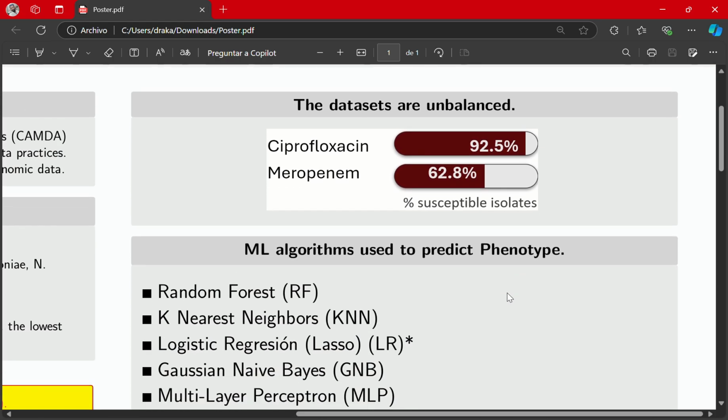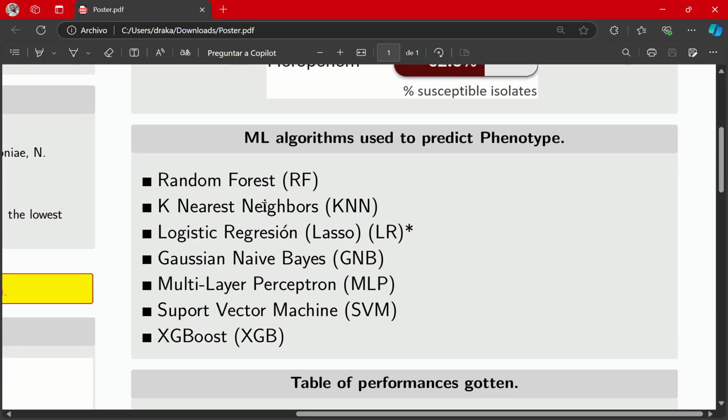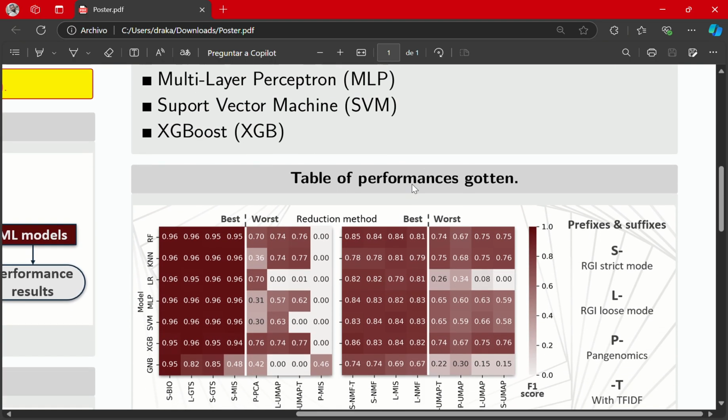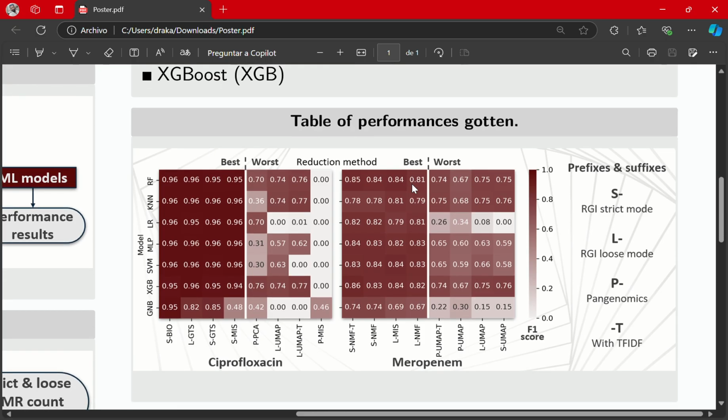With this dataset, we trained several machine learning methods to predict the phenotype. For example, random forests, KNN, logistic regression such as lasso, and this is the only method that we use to predict MIC. Gaussian naive Bayes, multi-layer perceptron, support vector machines, and XGBoost. These models were evaluated to determine the best model for predicting resistance for each antibiotic, and our results are summarized in this table.